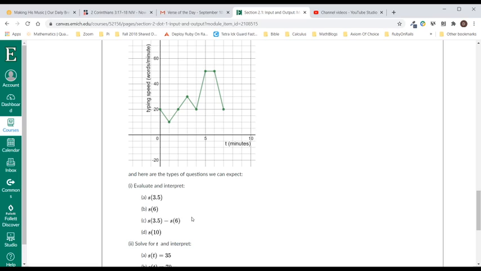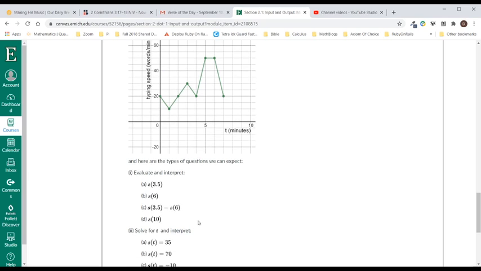If I look at C, they're asking me to take that smaller value of 25 and subtract a larger value of 50. So what I'm going to get is negative 25. Well, what can that possibly mean? That's the change in the typist's rate from the 3.5 minute mark to the 6 minute mark. So it really is how much slower the typist is typing at the 3.5 minute mark than the typist was typing at the 6 minute mark.